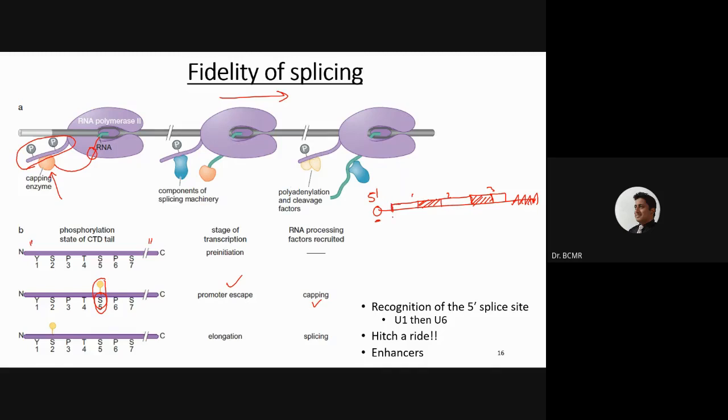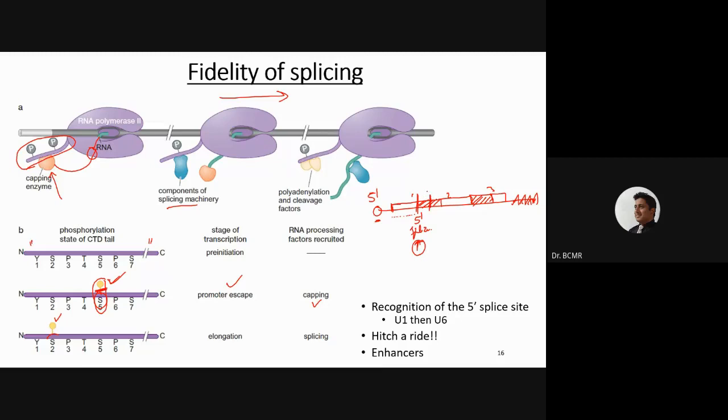We may have a start codon that has nothing to do with this. Once this part has come, that would be the 5' splice site. Once the capping enzyme is released, this phosphate group is removed, and the serine at the second position is phosphorylated, and that will recruit the splicing components. First, what is coming out is the 5' splice site, so U1 and other proteins come and bind.